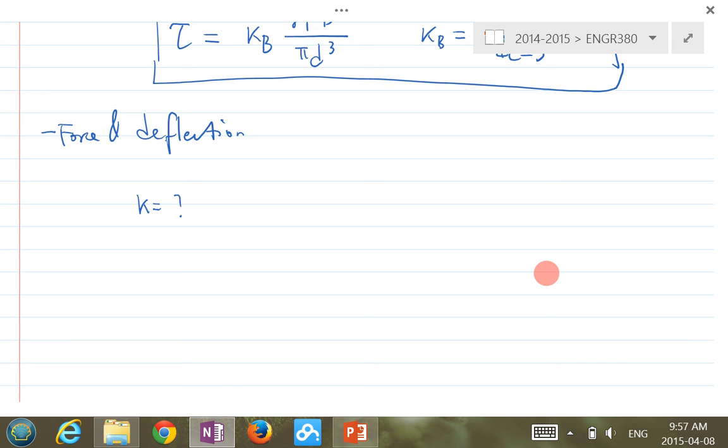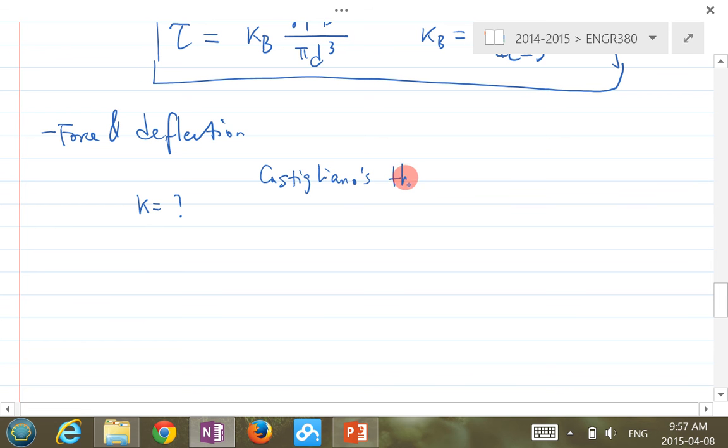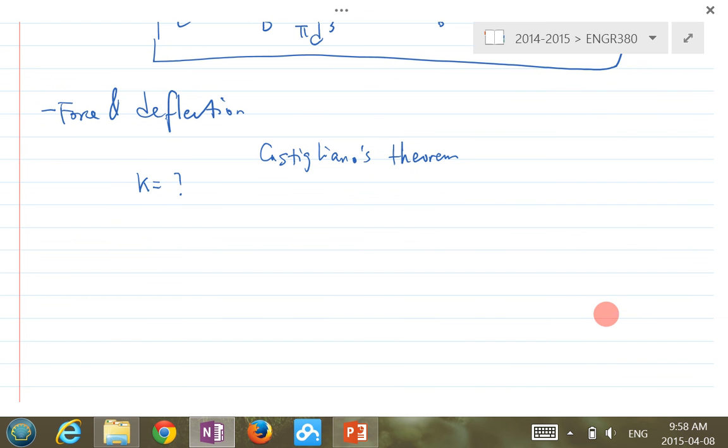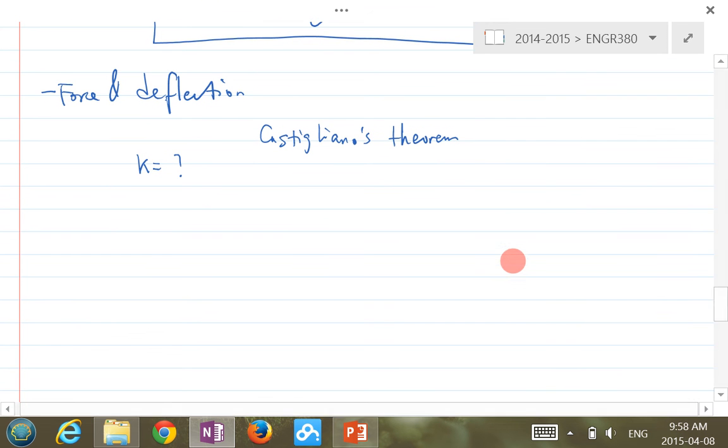If you're really interested, you can look at my lecture notes. Actually, in your fourth year, you'll learn Mechanics of Materials 2. There's a theory called Castigliano's theorem. We can use this theorem to derive the stiffness of the spring here.